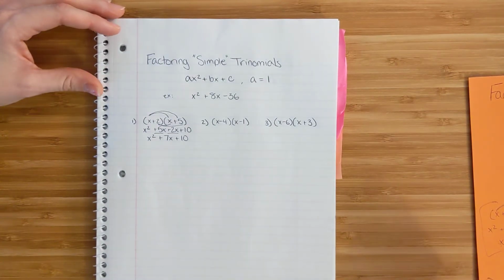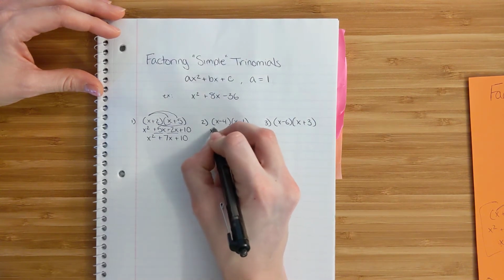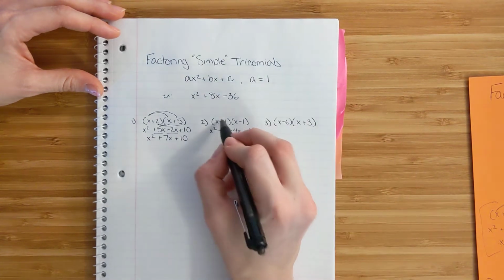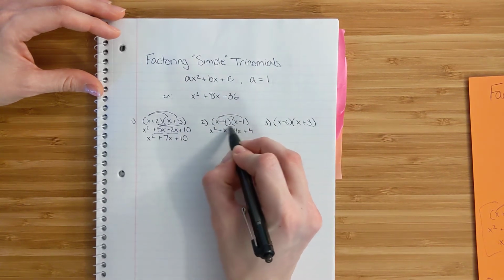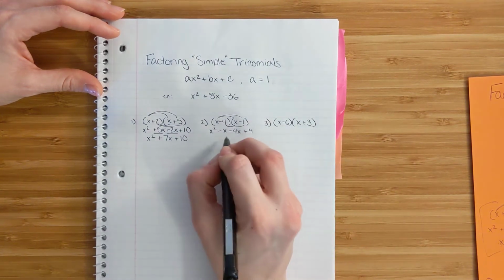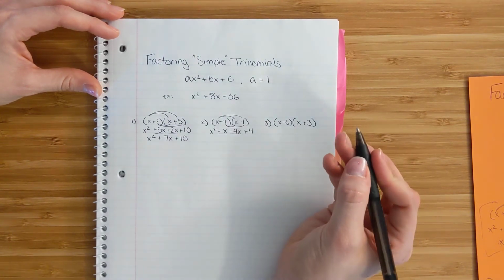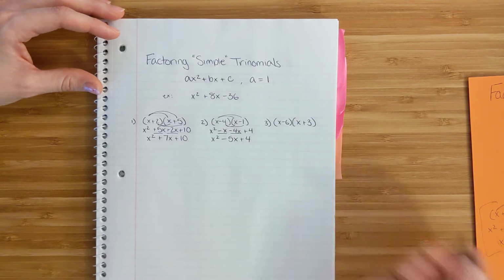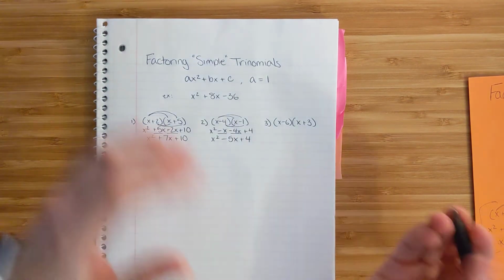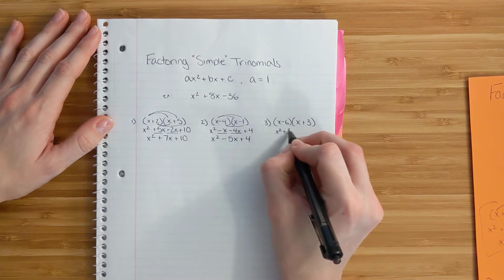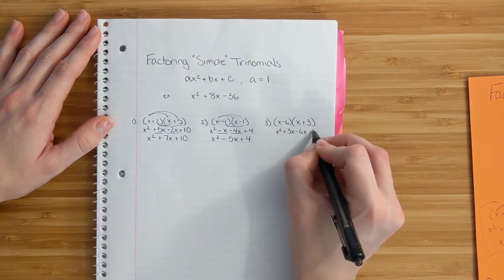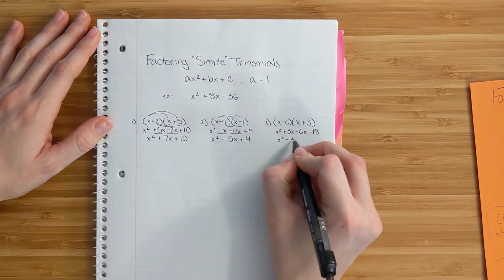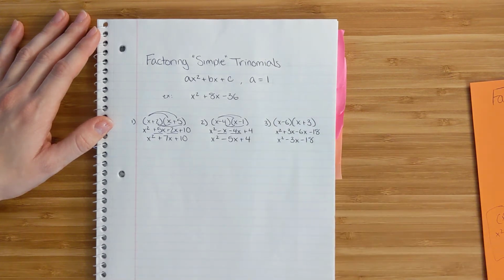If I repeat the process for number 2, I'm going to get x squared minus 1x minus 4x plus 4. That's when I double distribute the x and double distribute the negative 4. And combining like terms in here, negative x minus 4x is negative 5x. And last but not least with number 3, multiply it out, you get x squared plus 3x minus 6x minus 18. And when you combine like terms there, you get x squared minus 3x minus 18.